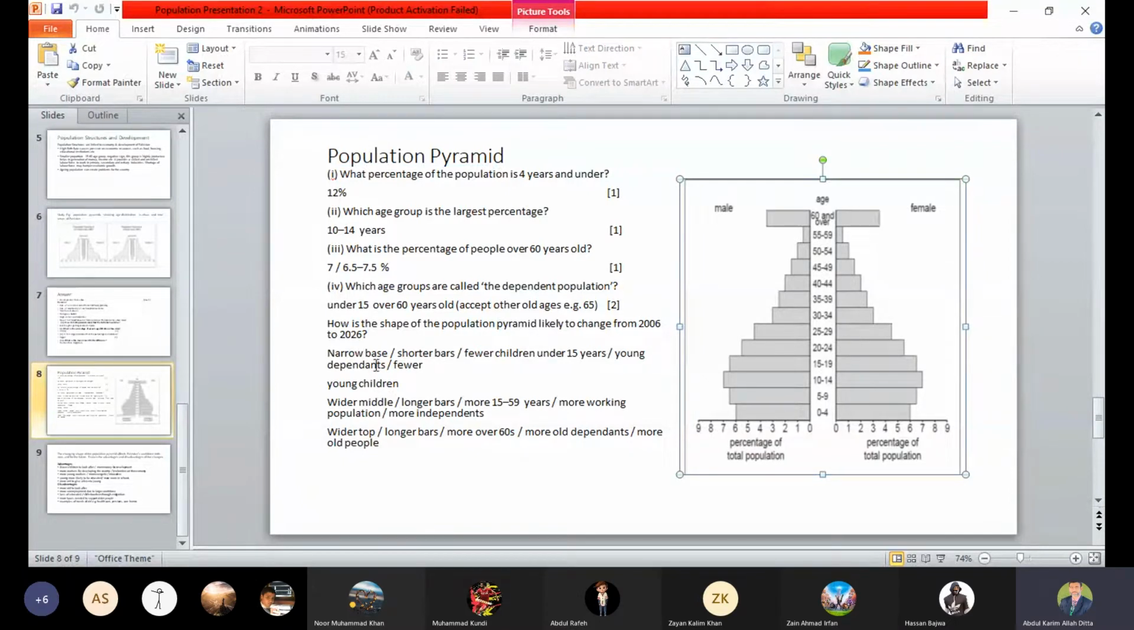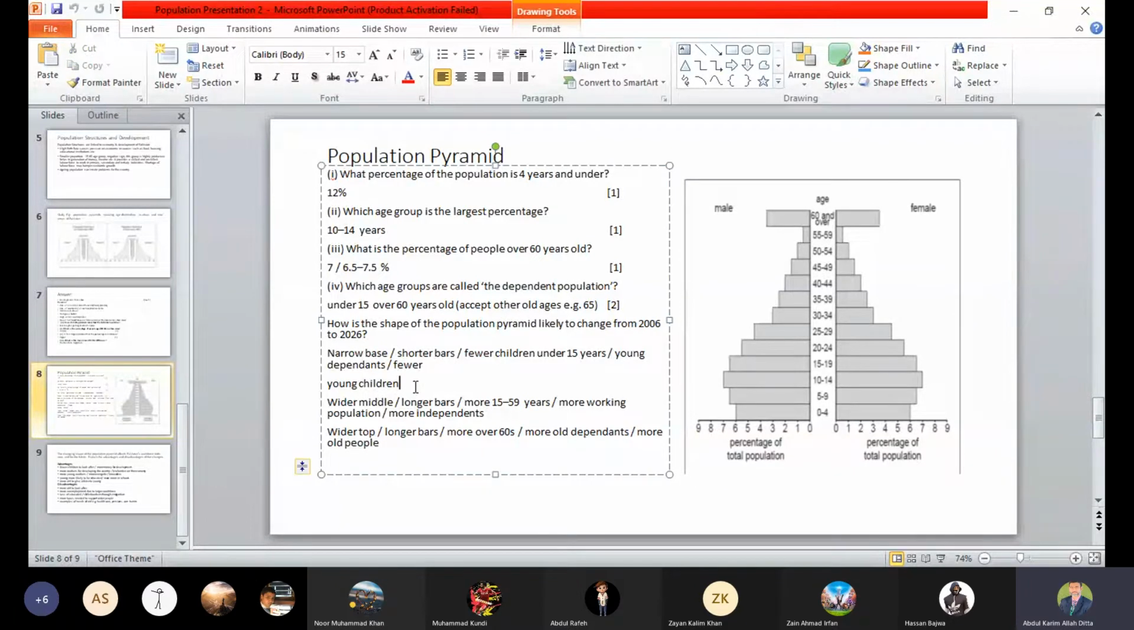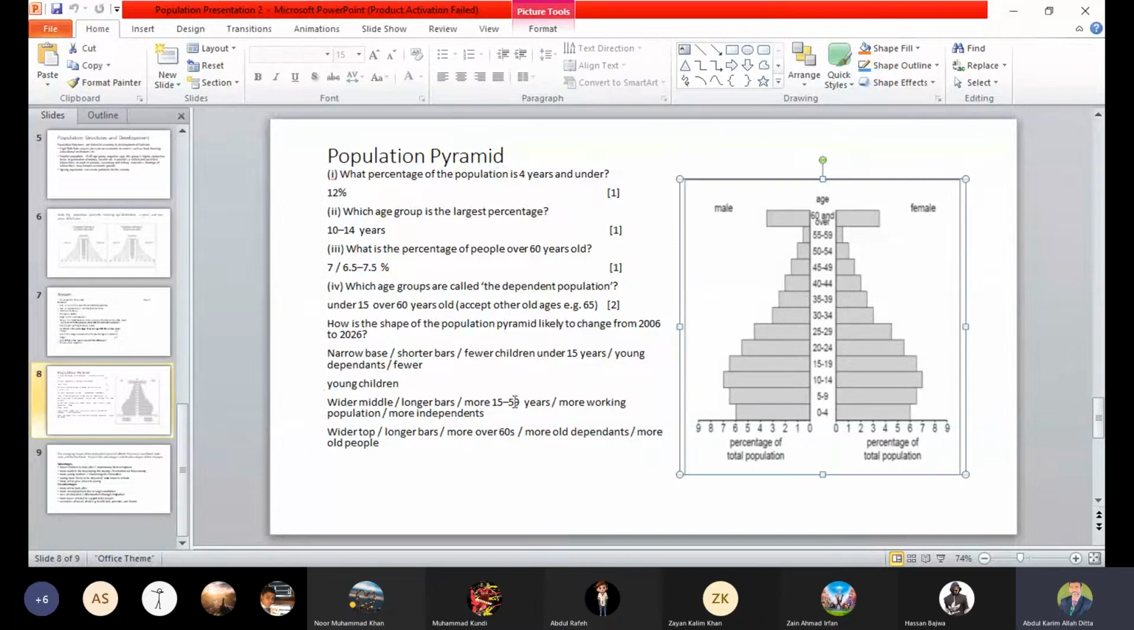You can see that the base is narrow, the bars are shorter, there are fewer children under 15 years, fewer young dependents, because they are the children who have to depend on the country's resources. Now the middle one will be wider, because this population will go over 15 and be less than 60. And here we'll have more population, meaning more workforce or working population, more independent, because they are the people who have to work.